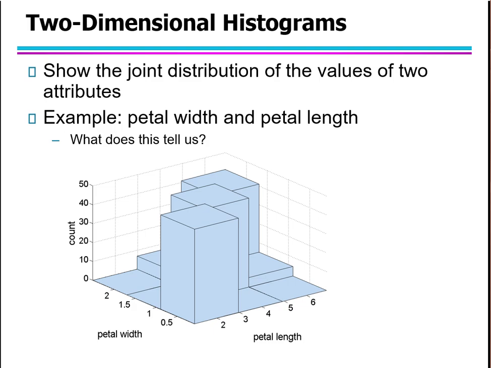Two-dimensional histogram. While standard histograms show the distribution of a single variable, two-dimensional histograms show the joint distribution of two attributes. This example shows a two-dimensional histogram of petal width and petal length from the iris dataset. By looking at this visualization, we can see how these two attributes are related to each other and whether there are any patterns in their combined distributions.